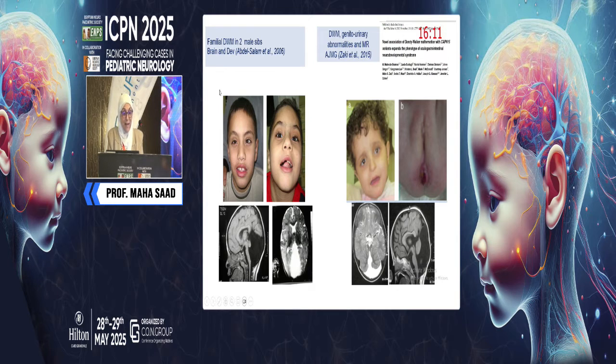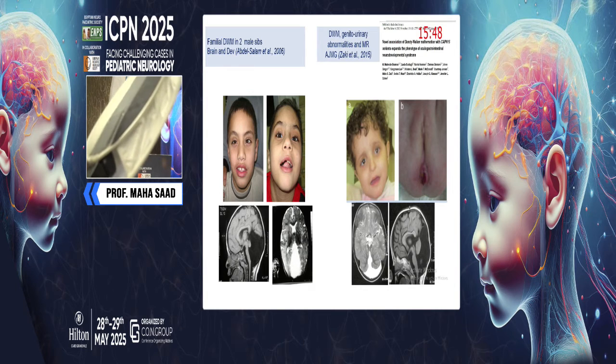Dr. Abdeslam and I published a familial Dandy-Walker malformation in Brain and Development in 2006 with severe affection of the cerebellum and severe hypoplastic vermis. Later on, we published about Dandy-Walker malformation with genital anomalies, where they identified the gene recently in 2023 to be the CAPN15 gene.